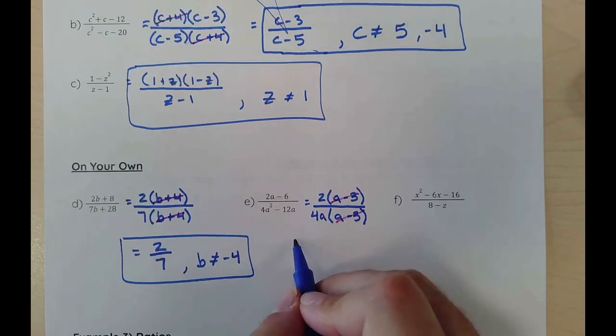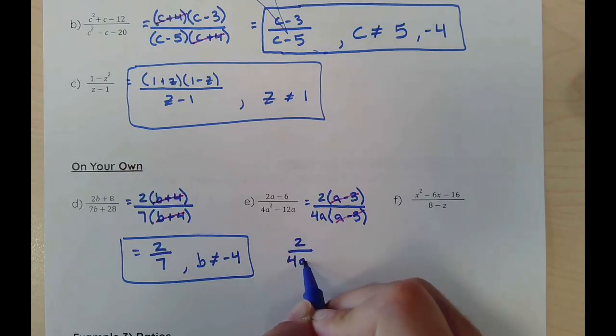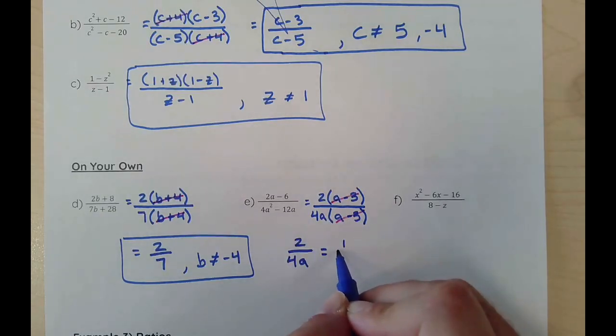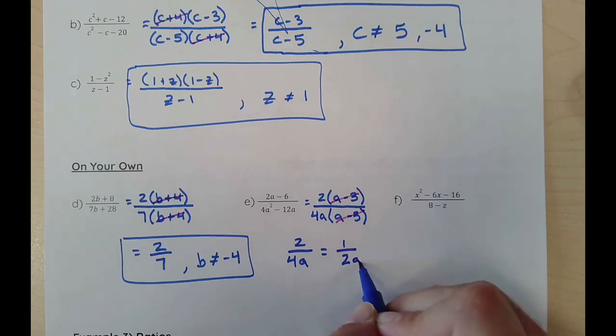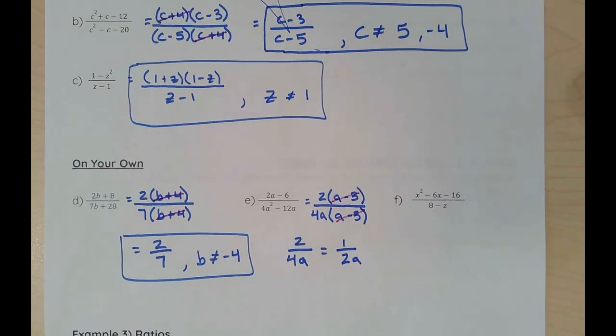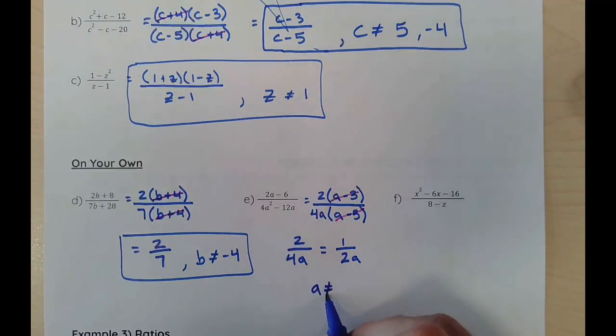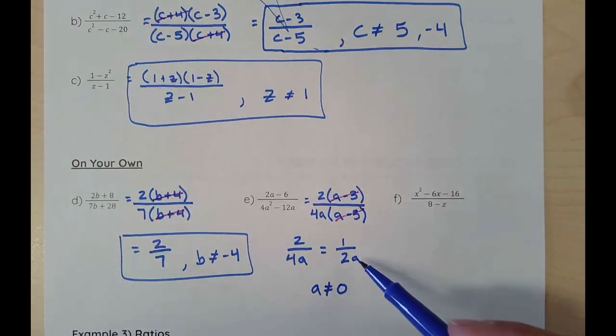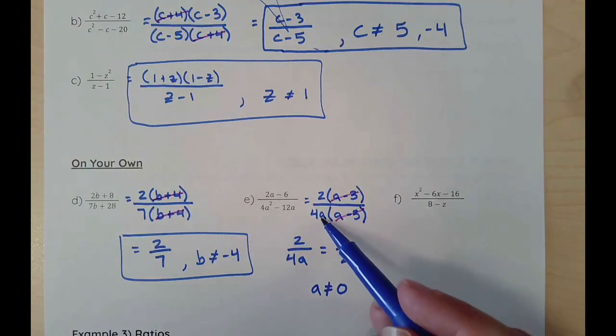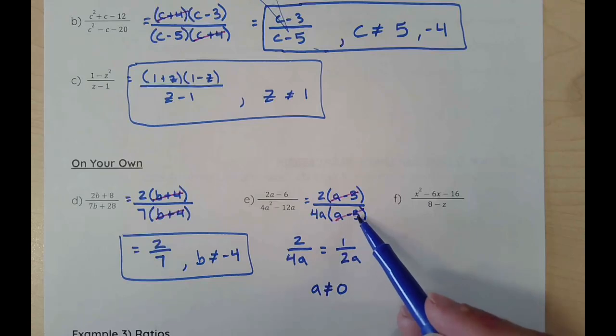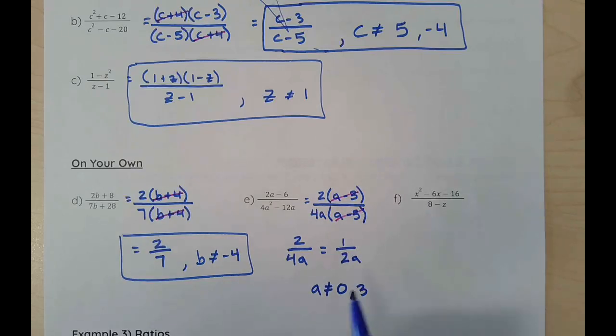Now 2 over 4 simplifies to 1 over 2 with my a. So not 1/2 a, it's actually 1 divided by 2a. So it's a half times 1 over a. We can't say 1/2 a. a cannot equal 0 here and here, right? Both of those are 0. And a can also not equal 3, because 3 minus 3 would make that 0. So we have that as our final result there.